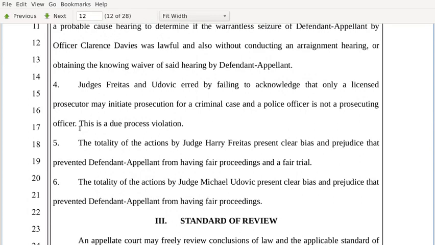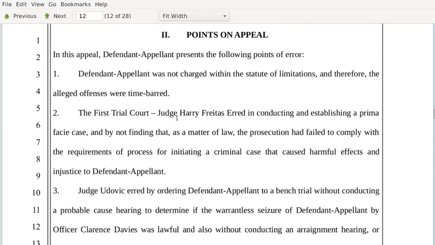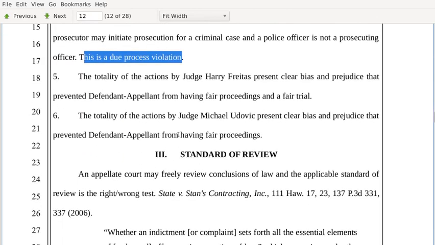Judge Freitas and Udovic erred by failing to acknowledge that only a licensed prosecutor may initiate prosecution for a criminal case, and a police officer is not a prosecuting officer. This is a due process violation. Alright, that alone is reversible. Each one of these things that I raise is a point of error that could be reversed.